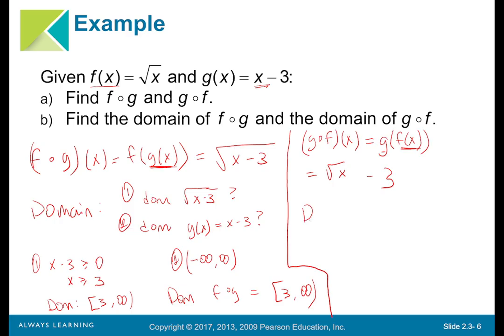So for domain, we need to think about, well, what is the domain of root x minus 3? And then what is the domain of my inner function f of x, which is just root x?